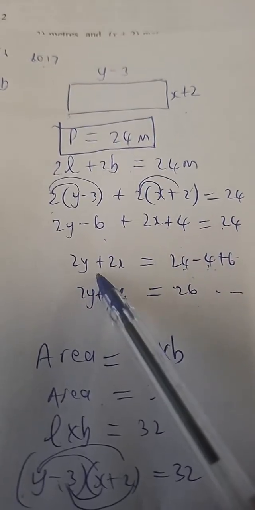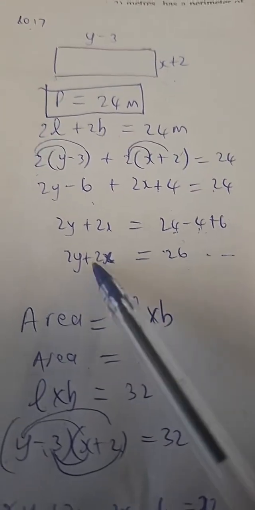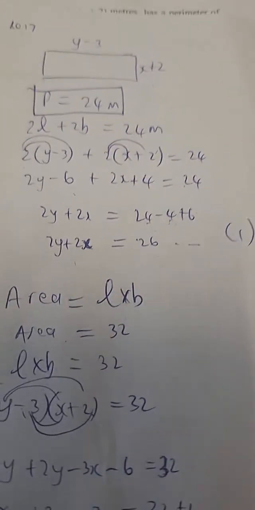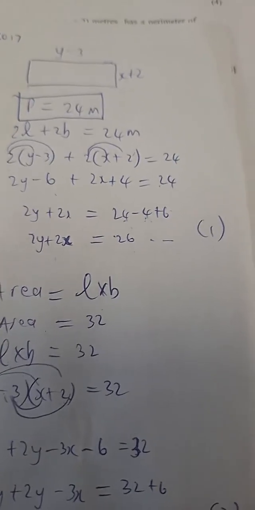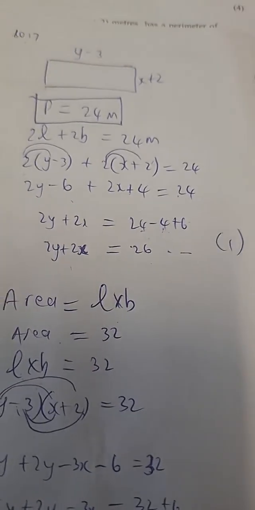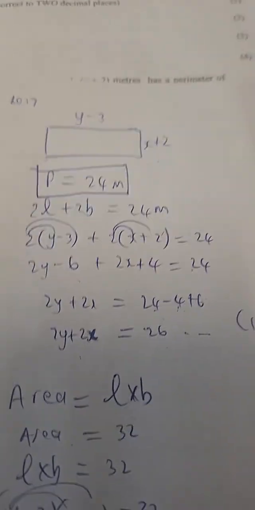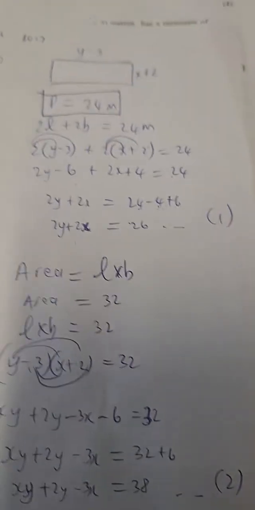Then I simplify my equation. 2y plus 2x on the left. Negative 6 plus 4, I transpose, I get 26. So I have a first equation here, which is 2y plus 2x is equal to 26. That's equation 1. Okay? Because simultaneous equations are not given, they give me a word problem. I have to interpret that word problem and write my equations from it, and my accuracy in understanding the concept of the rectangle and perimeter helps me a lot. Now I have an equation, that is equation 1.